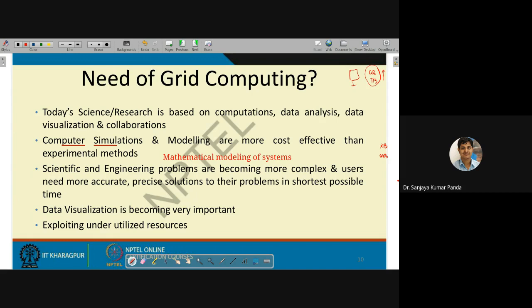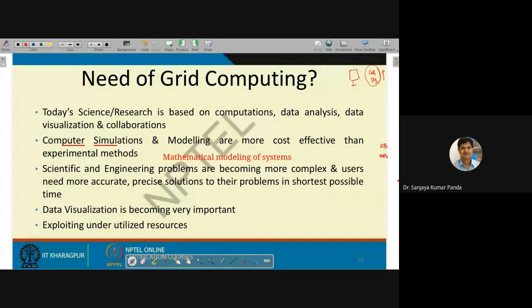Scientific and engineering problems are becoming very complex, and users need more accurate, precise solutions to their problems in the shortest possible time. Sometimes if you run a particular program on your computer system, it takes some hours. But when you divide that problem into small parts and take the help of multiple systems, it can be faster. Within a shorter period of time, you will be able to process a large amount of data or solve a particular problem. That will be very helpful, because the time is drastically reduced with the help of multiple systems. So where will we get these multiple systems? With the help of a grid computing system.